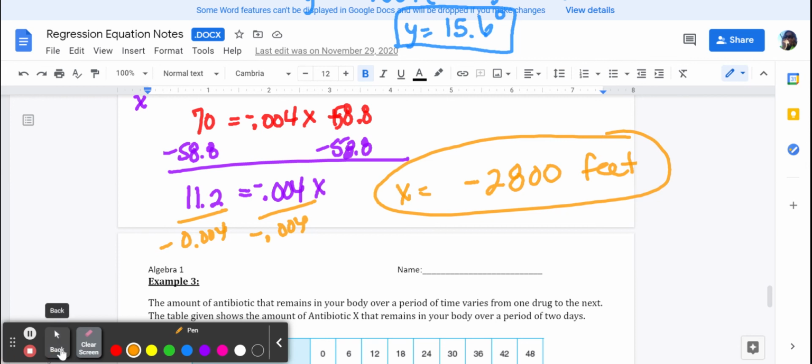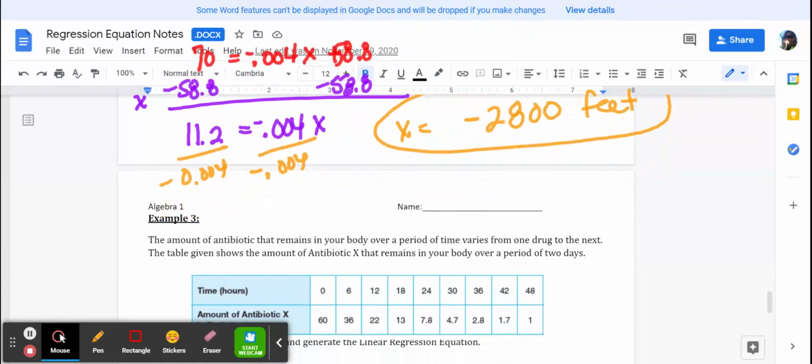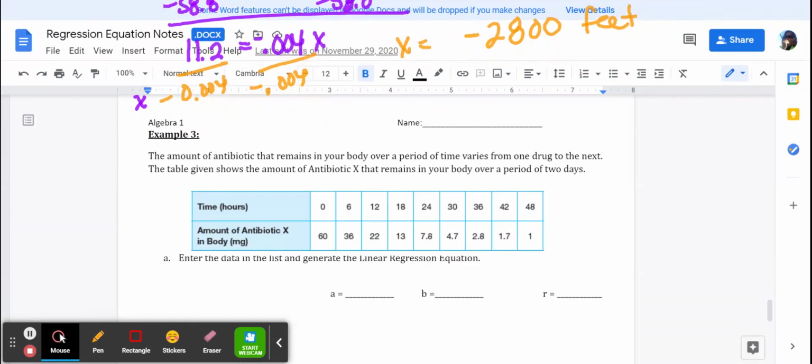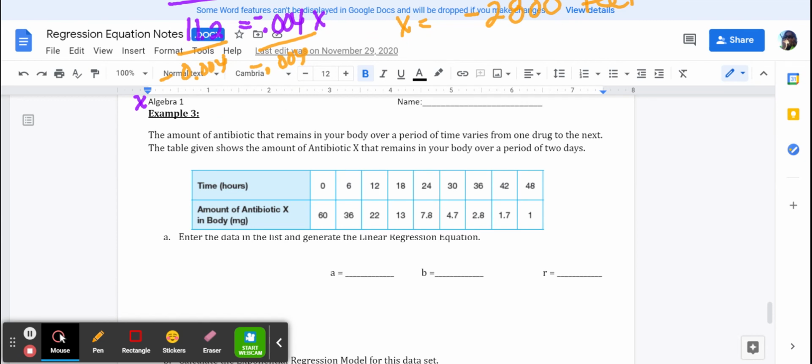As we look on to the next example, it says the amount of antibiotic that remains in your body over a period of time varies from one drug to the next. The table shows the amount of antibiotic X that remains in your body over a period of 2 days. So here, my time will be my X values, and the amount of antibiotic that's left in my system will be my Y's.